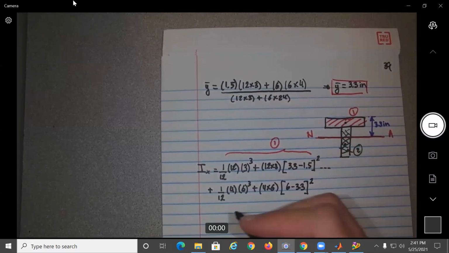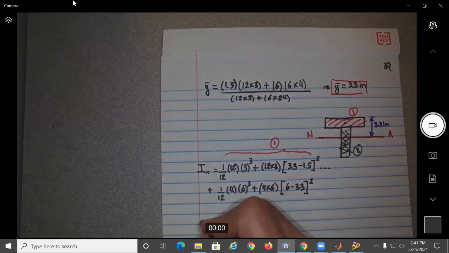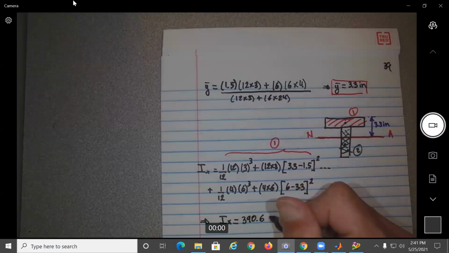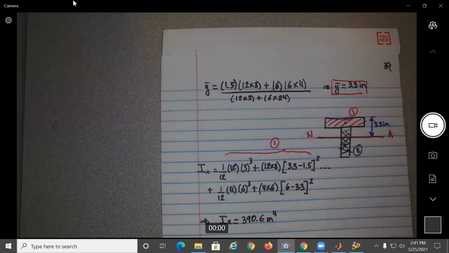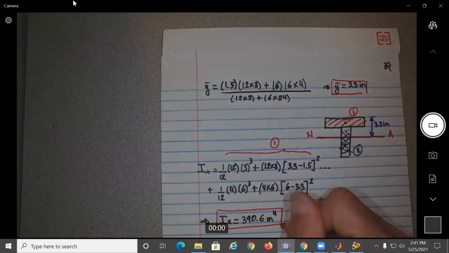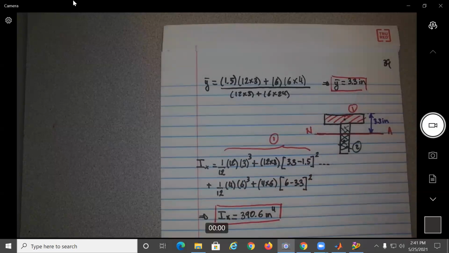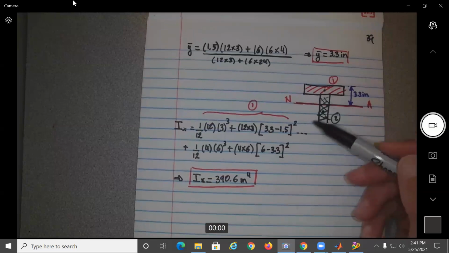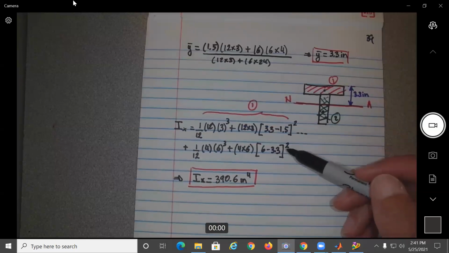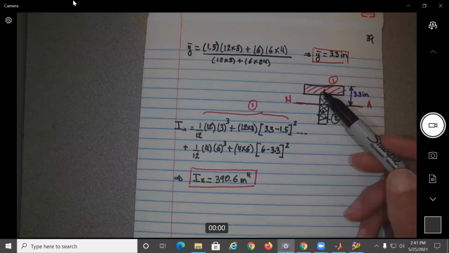So if you do the calculation here, this will give you that I sub x is equal to 390.6 inch to the 4th. So again, you don't have to, but if you want, what could you do in order to check this? You could go to Nastran and just introduce the value for the cross section, or go to CATIA and do it. No, both should give you that.